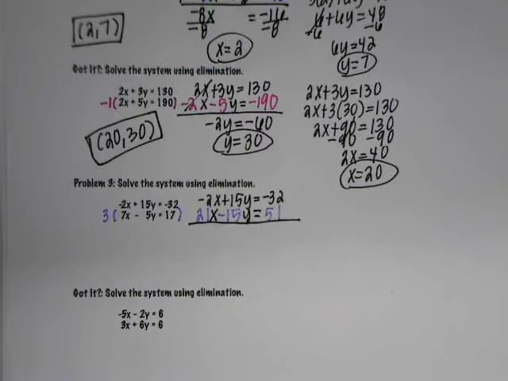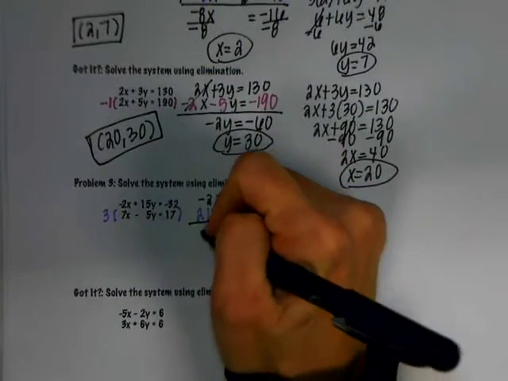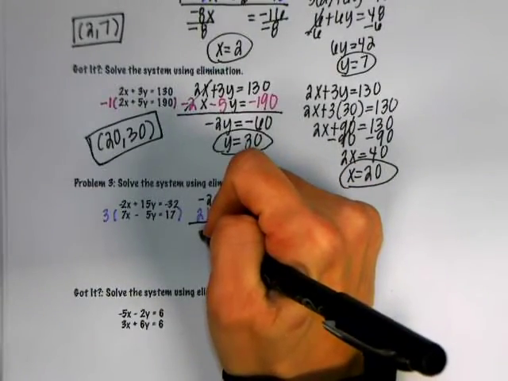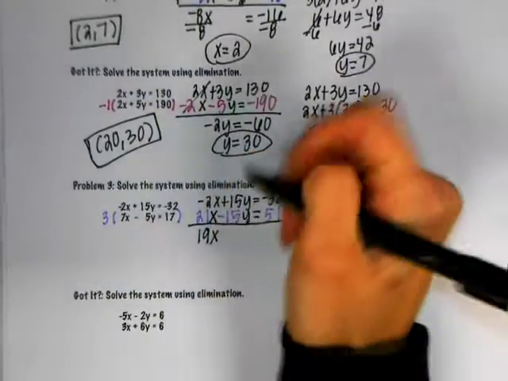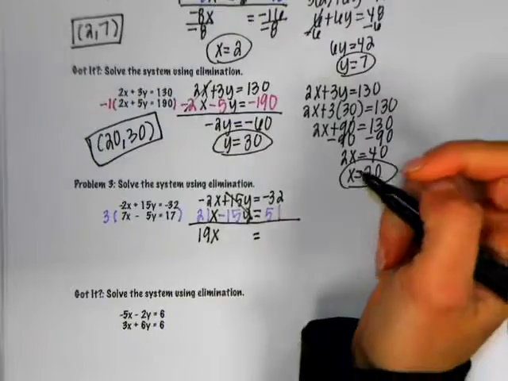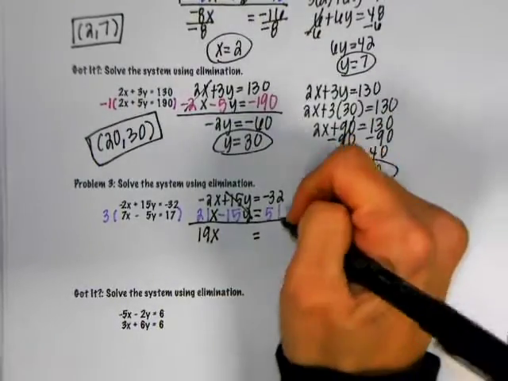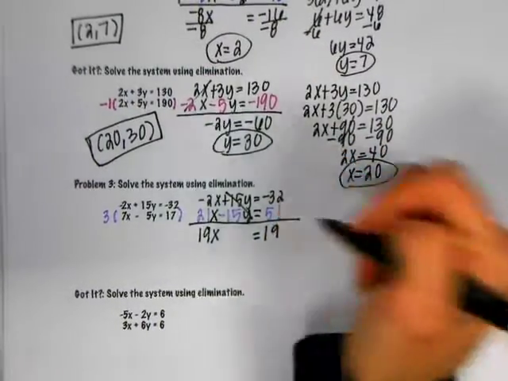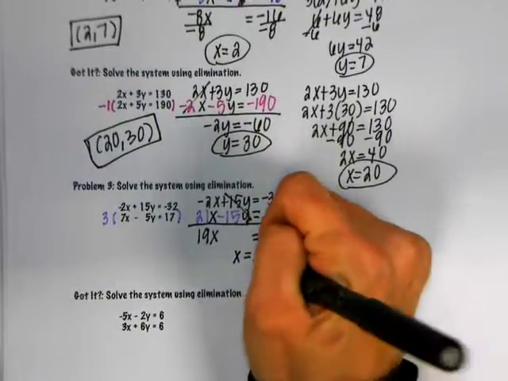Great. Negative 2x plus 21x is what? Yep, 19x. Positive 15y, negative 15y, 0. Equals negative 32 plus 51, 19. So what does x equal? 1.